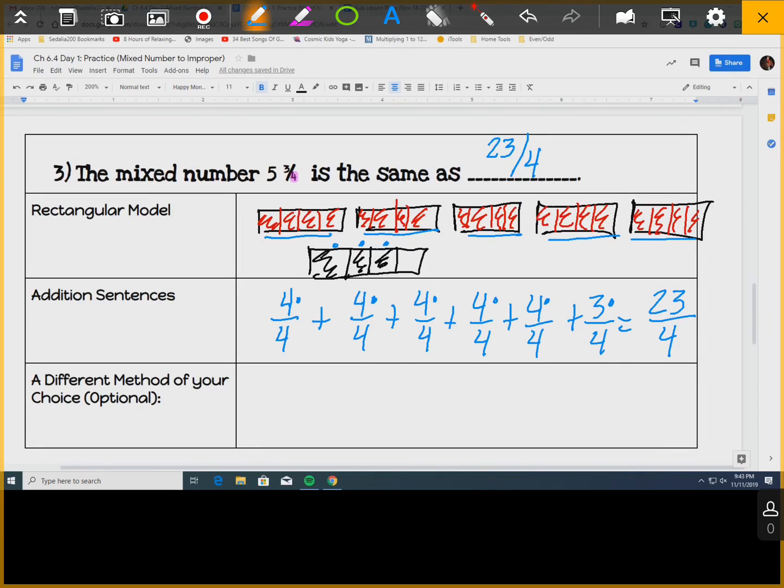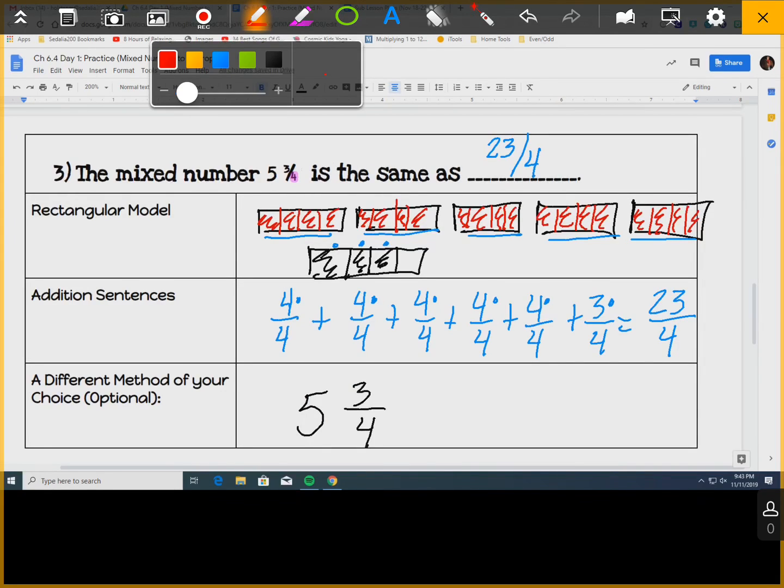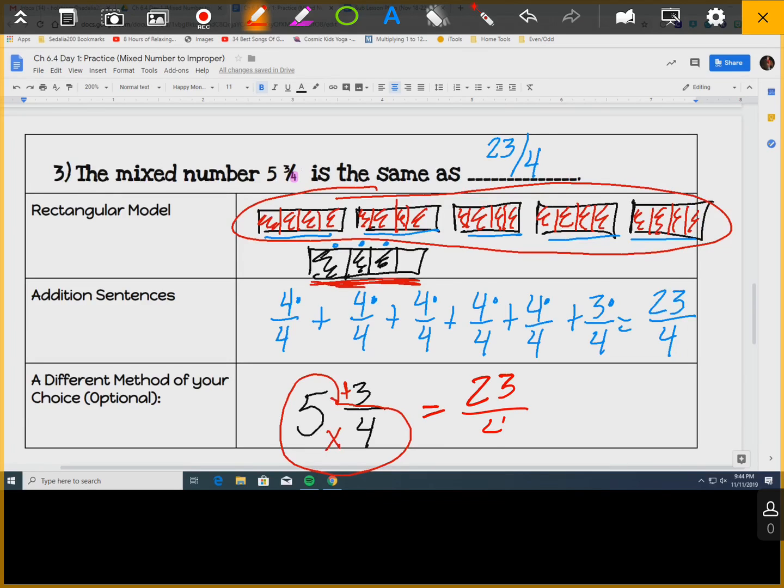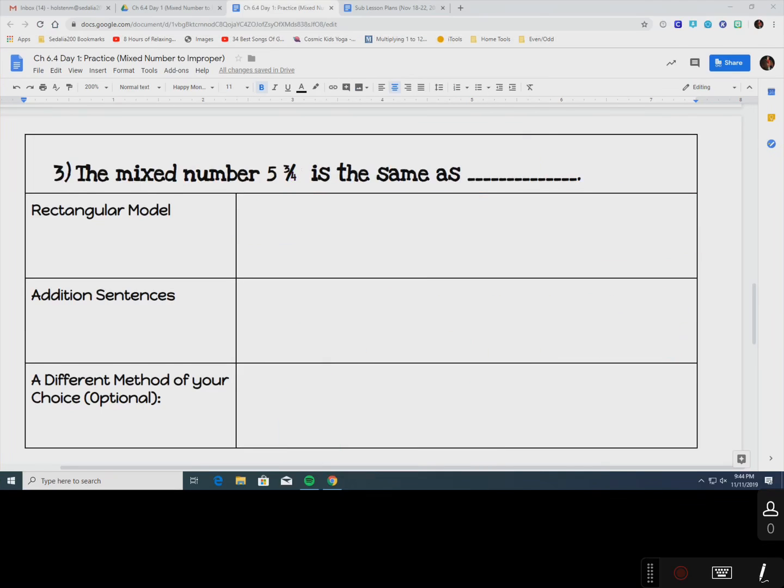An optional method you may have chosen to use is more of that algorithm. If I have 5 and 3/4, you can see it like this. 5 groups of fourths, 5 wholes made up of fourths. And here they are, 5 groups of fourths. That's 20. And then I have those 3 more fourths. So that's going to be 23/4. Again, our goal today is to be able to take a mixed number and change it into an improper fraction. You can use any of these methods. You just have to choose the one that works best for you.